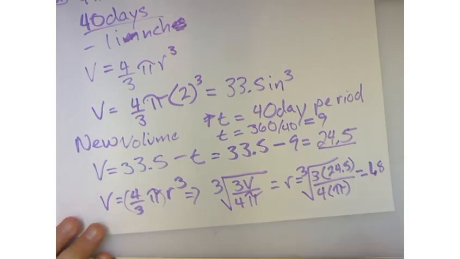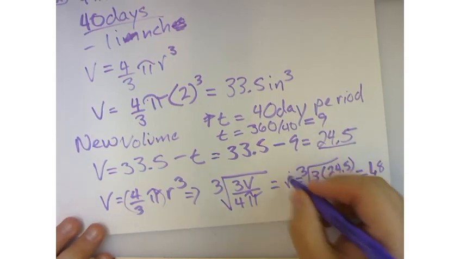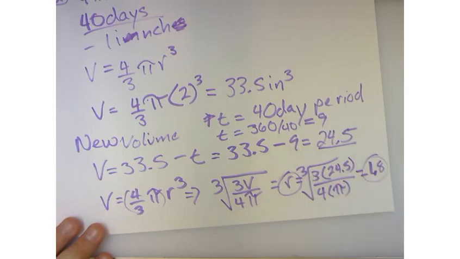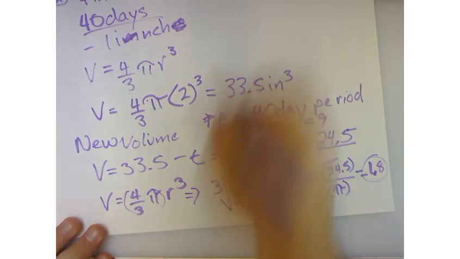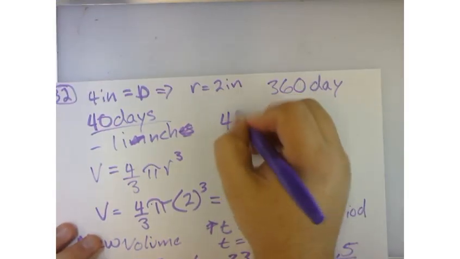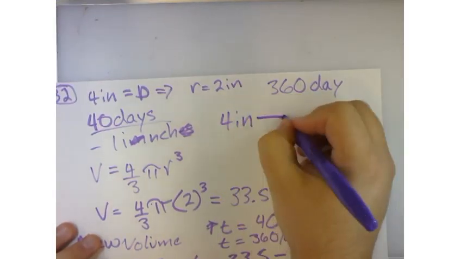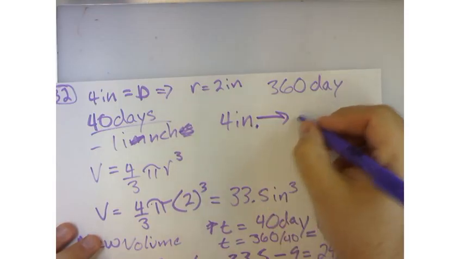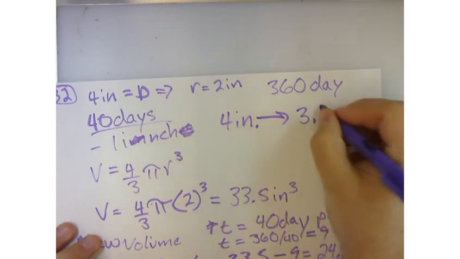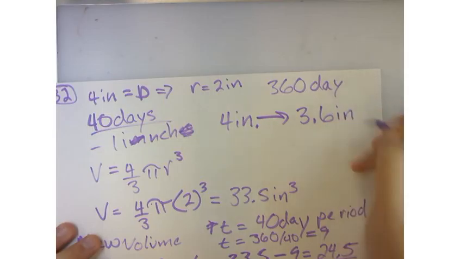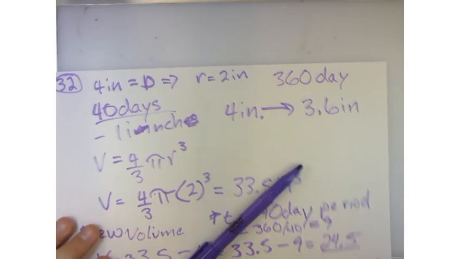Now this is the radius, right? So the radius of this thing equals 1.8 inches. So what would the diameter be? Yeah. So at the beginning I have a 4-inch diameter, and 360 days later I have a 3.6-inch diameter. So it's still a fairly decent sized snowball, right?